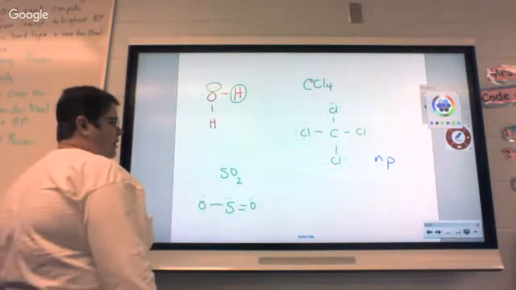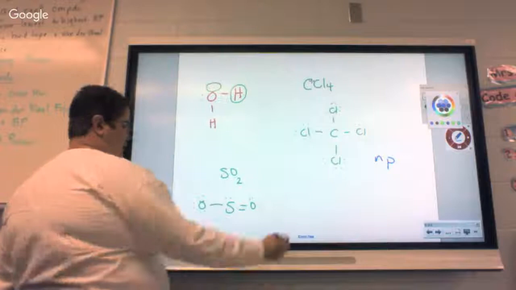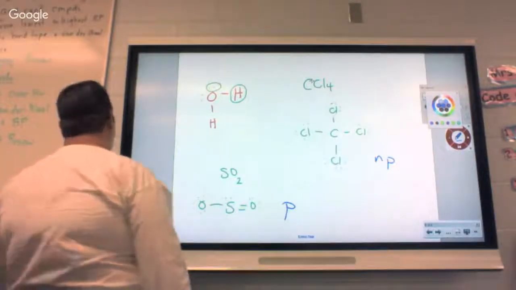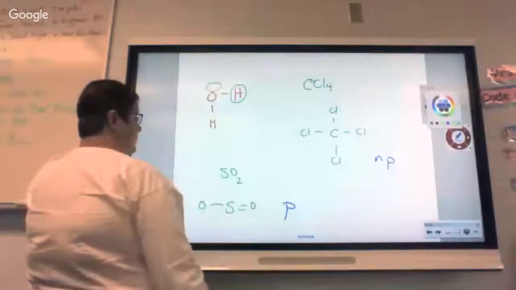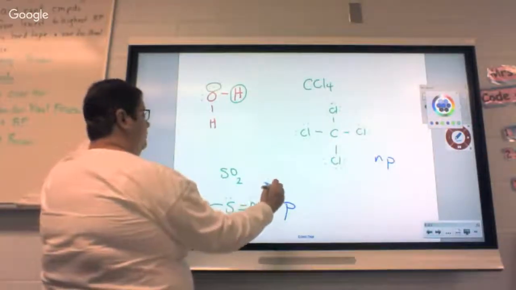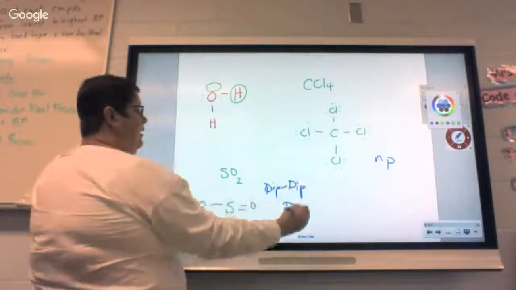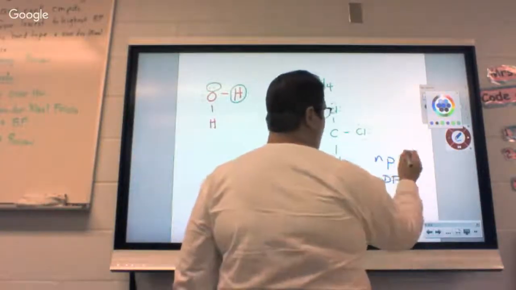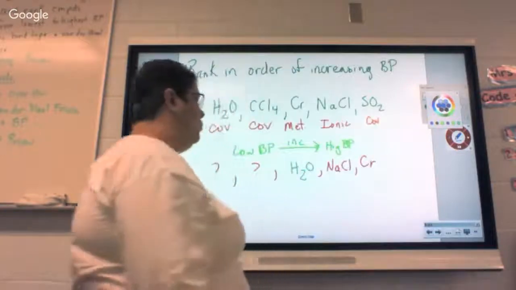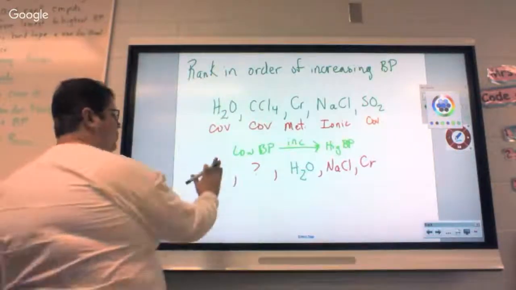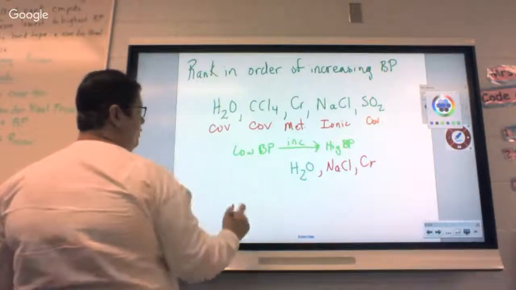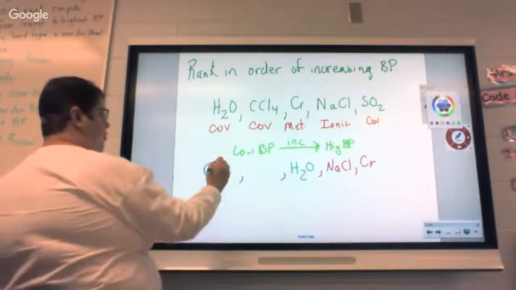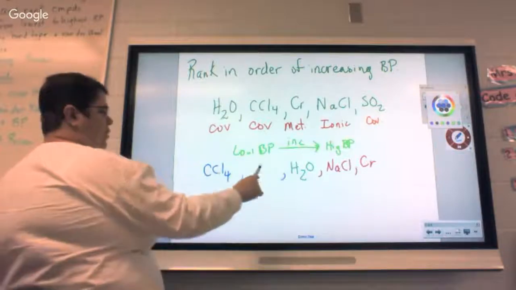All right, what about SO2? Okay. So the polar has what? Is it dipole or LDF? Okay. And what about non-polar? Okay. So given that, which one is going to be the absolute weakest in terms of boiling point? CCl4 will be the weakest, and that means who will go here?